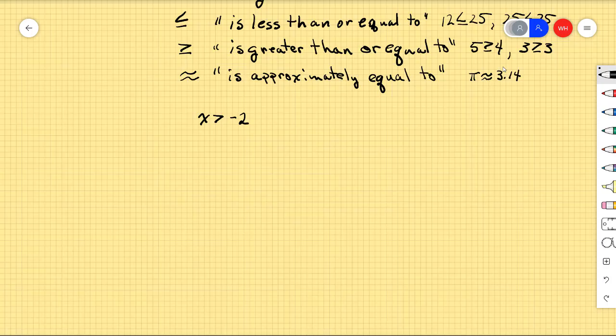And if you think about that for a second, there's a whole bunch of numbers that are bigger than -2, right? So in order to represent this, we have to use a number line and an interval on that number line. Okay, so in high school you learned closed circle, open circle. So for x is greater than -2, you would put an open circle on -2 and shade to the right.